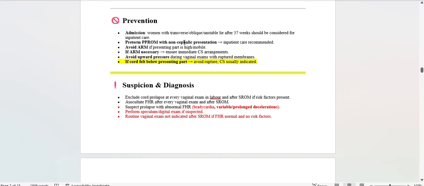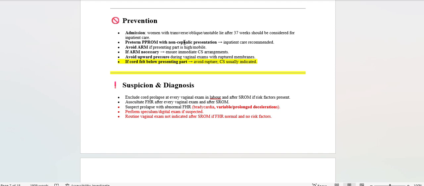Okay, prevention. Women with transverse, oblique or unstable lie after 37 weeks should be considered for inpatient care. Preterm rupture of membrane with non-cephalic presentation, inpatient care recommended. Avoid rupture of membrane if presenting part is high and mobile. If artificial rupture of membrane is necessary, ensure immediate cesarean section arrangements are available. Avoid upward pressure during vaginal examination with ruptured membranes. If cord fell below the presenting part, avoid rupture. Cesarean section usually indicated.